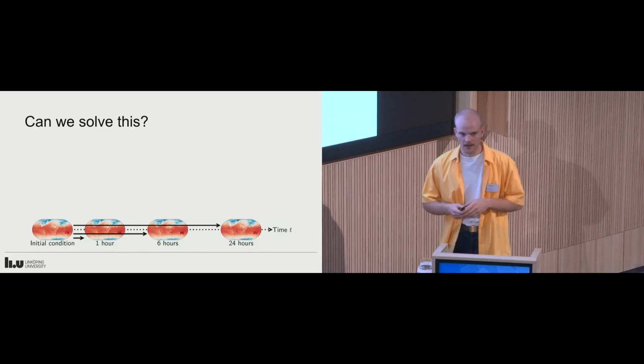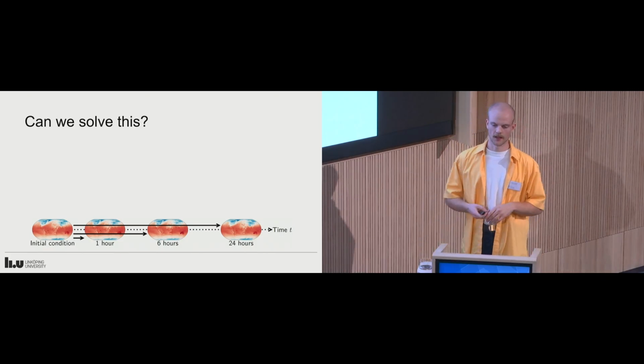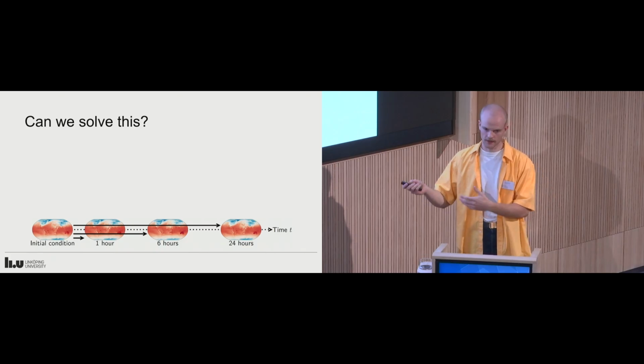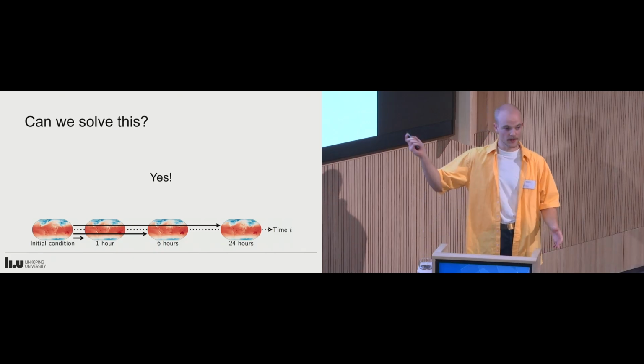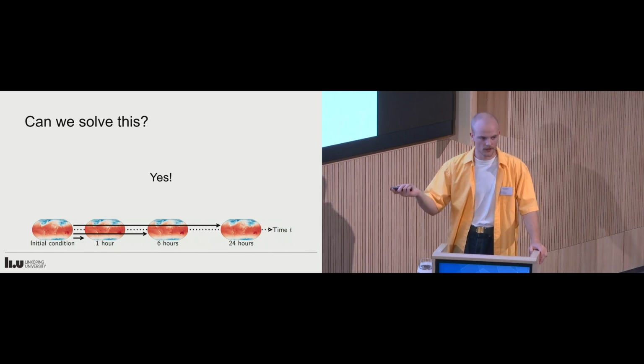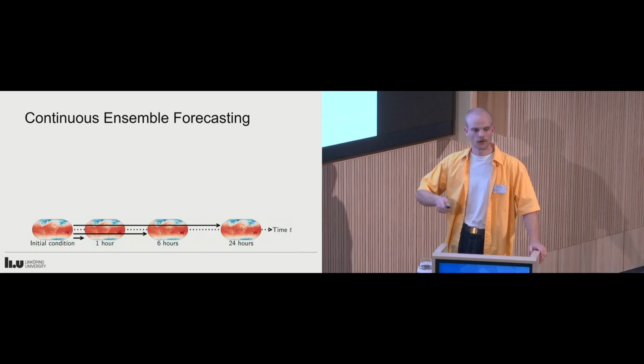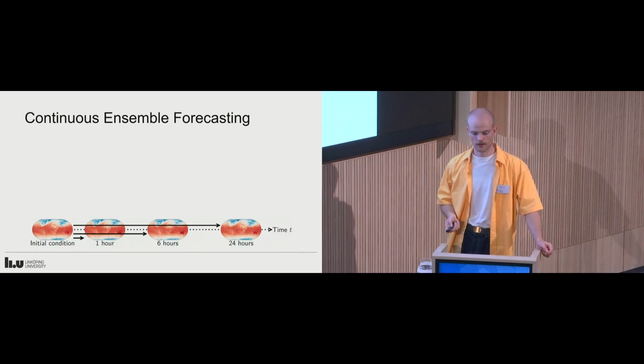But it had all these nice properties, right? So we ask, is there a way to solve this and use continuous forecasting and still get the trajectories? And the answer is yes, since I asked the question. And this is the main contribution of our work, and I will explain how it works. We refer to this as continuous ensemble forecasting.